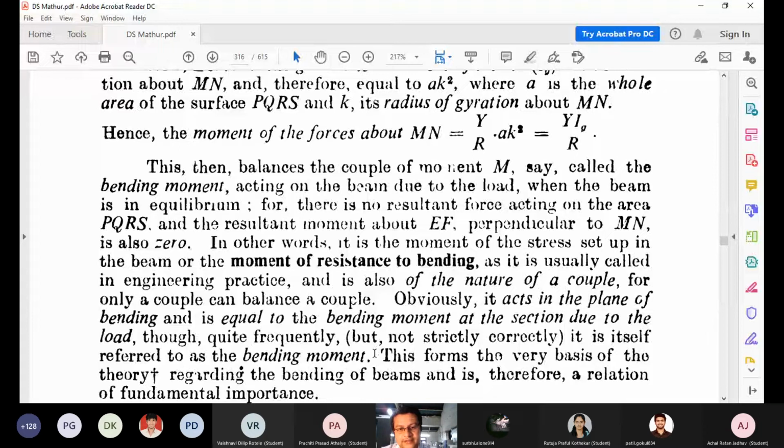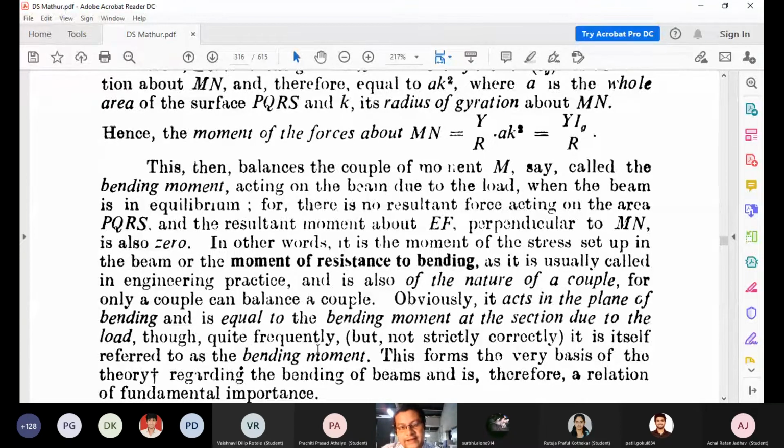Now we come to this definition. Now you have it clear. This is the bending which acts on the plane of bending. In plane, we always say perpendicular to this particular surface. And this moment due to the load we call the bending moment. So hope you understand this.